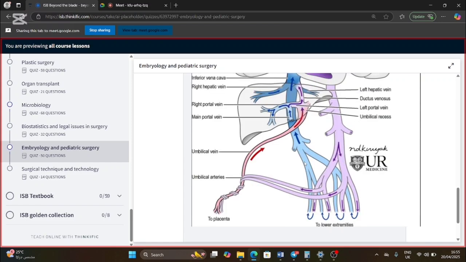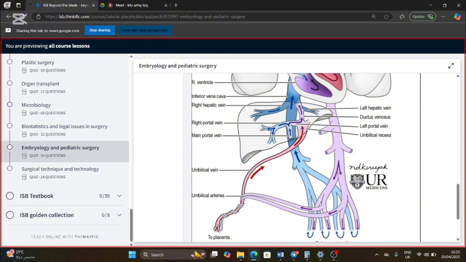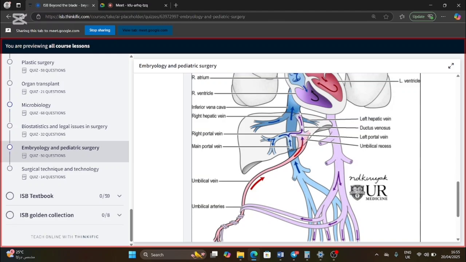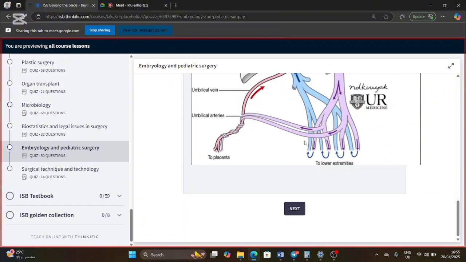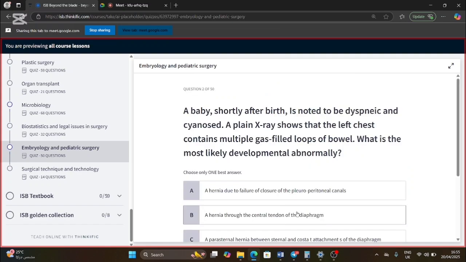Yes. And so simply, if you can see in this diagram, that's the placenta over here, right? And this is the umbilical vein. It's carrying well oxygenated blood towards the baby. And here's the ductus venosus. This is the bypass channel, which is carrying well oxygenated blood into the inferior vena cava, then into the right atrium. Okay. Let's see the next question.